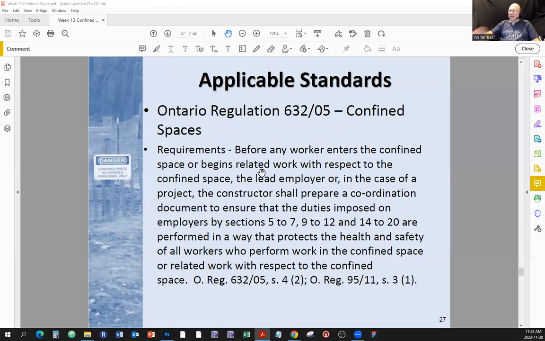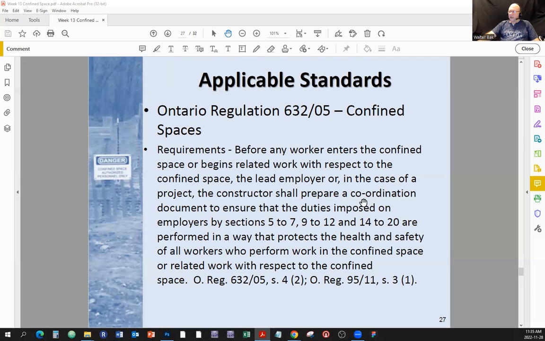All right. Applied standards. Well, here's the Ontario regulations about confined space. Let's just skim through that. Requirements. Before any worker enters the confined space or begins related work with respect to the confined space, the lead employer, or in case of a project, the constructor, shall prepare a coordination document. So everything should be documented. You can't just say, okay, you know what to do? Yeah, I know what to do. Be careful out there. It's not one of those, right? Everything is documented. There are proper procedures and things have to be in writing.